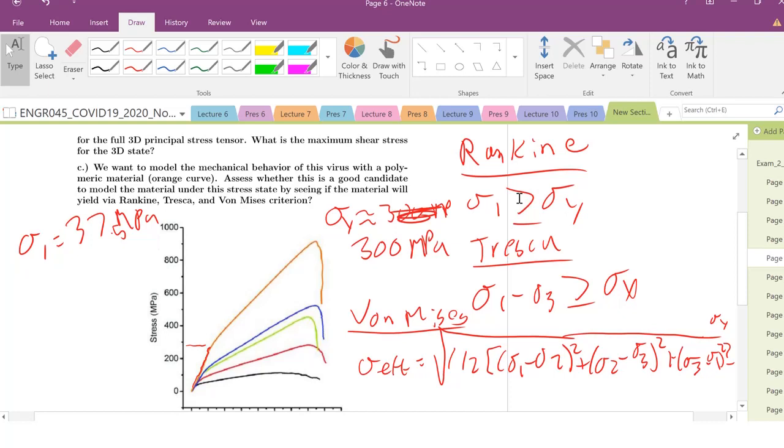No, it's not going to fail. So this stress is not going to yield. It should not yield if we're modeling it with this material, because the yield stress here, 300 megapascals, is greater than 37.5. Same thing for Tresca, right? Same value because sigma 3 is 0.